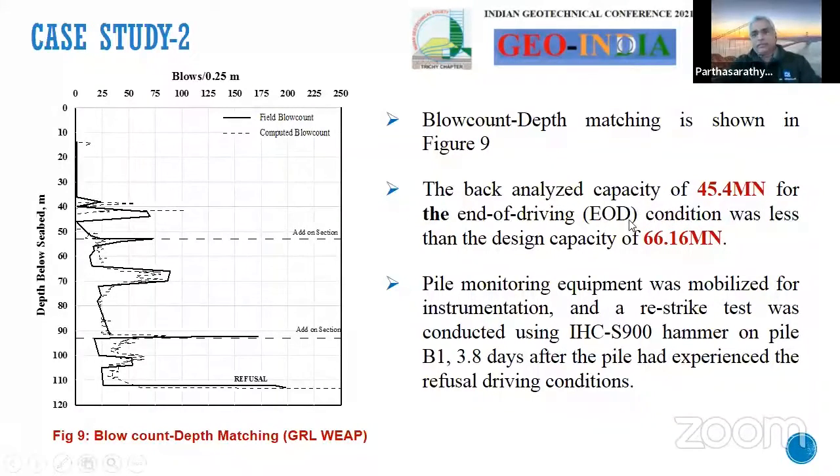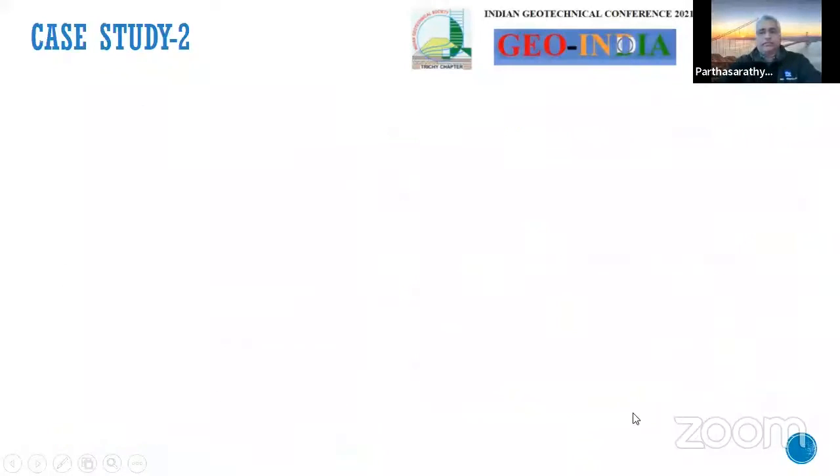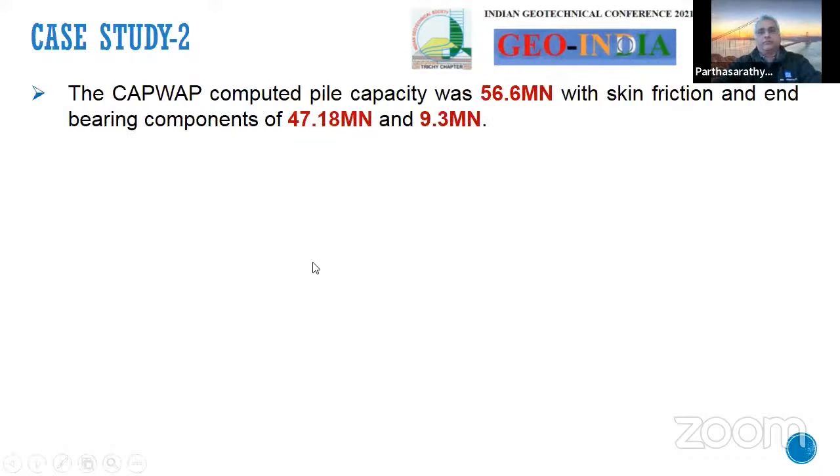But even this capacity was less than the intended capacity of 66.16 meganewton, and therefore the team had to be remobilized and perform a restrike test after 3.8 days of driving this pile. When we did the restrike test, the capacity evaluated by CAPWAP indicated a total capacity of 56.6 meganewton with a distribution of 47.18 against the skin and 9.3 towards the end bearing. The skin friction had already increased in 4 days.